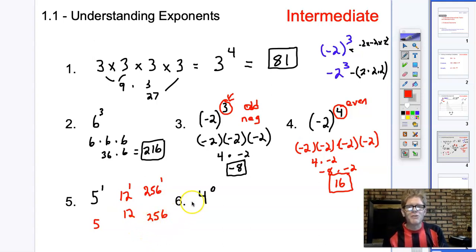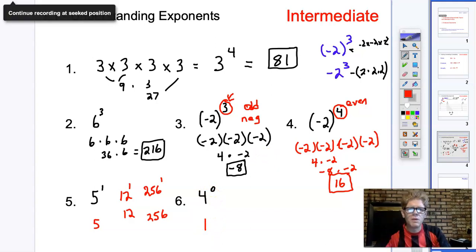More importantly, remember number 6, because this one tends to throw people off. Anything raised to the 0 power is always 1. So 4 raised to the 0 power is 1. 12 raised to the 0 power is 1. 256 raised to the 0 power is 1. 4,783 raised to the 0 power is 1.